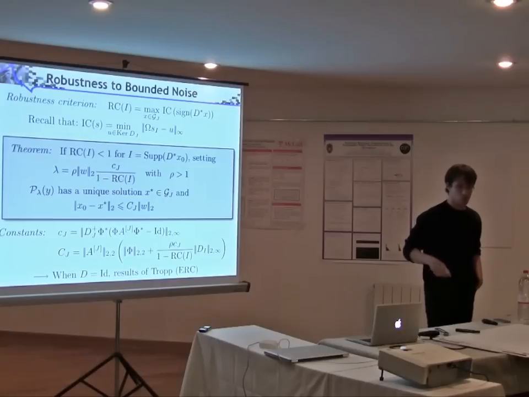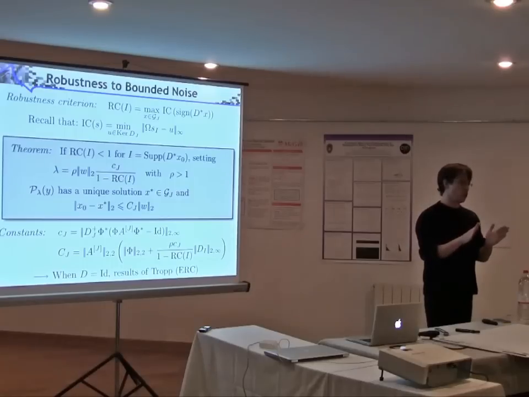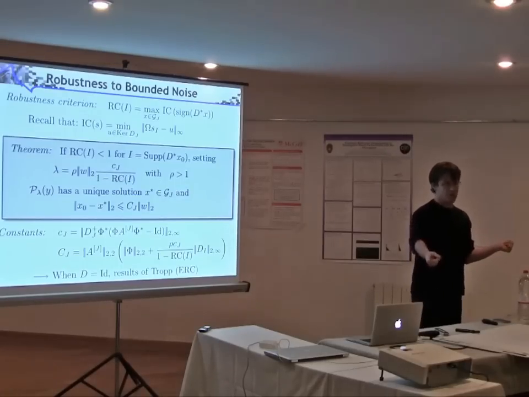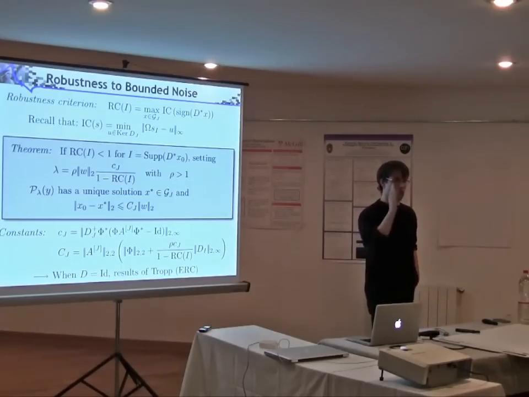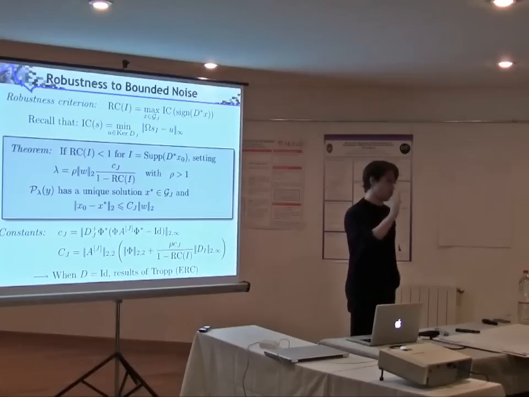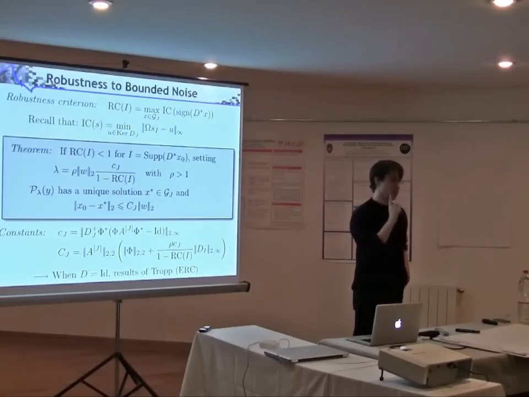You can have some ideas of how to do this, but if you have a support, and this support is included in a slightly larger support which actually verifies this criterion, the problem is you don't know how to compute this extended support. But in TV, you will always know that there will be a break in the middle of the interval. But there will be only one break.